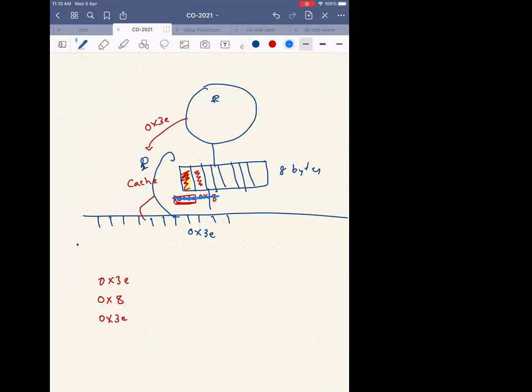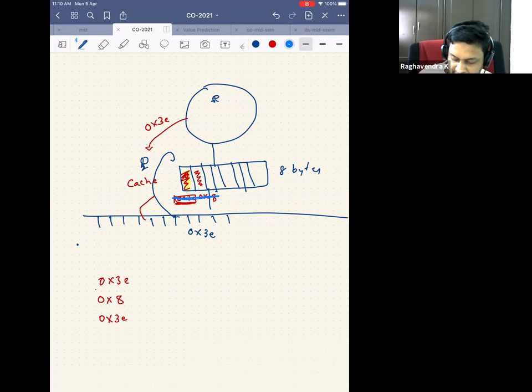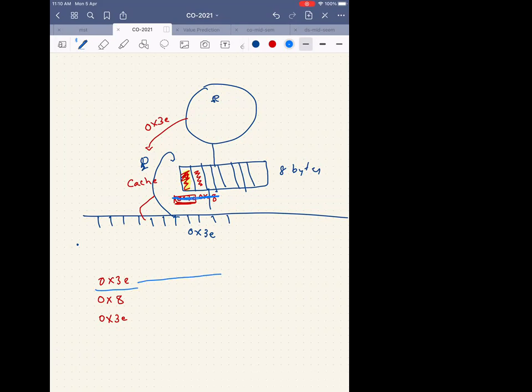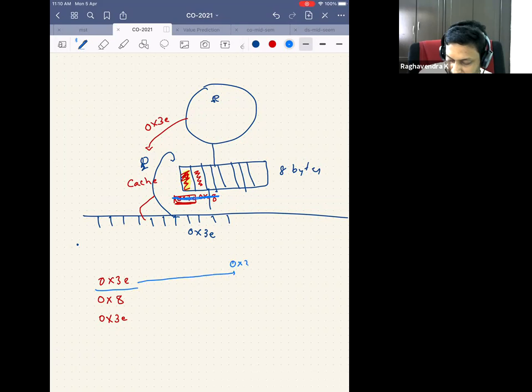Sir, while accessing the data from the memory, you must know the address, right? Yeah, so let's say the CPU generated 0x3. You go to the main memory with this 0x3, okay? You fetched it and kept 0x3 here.